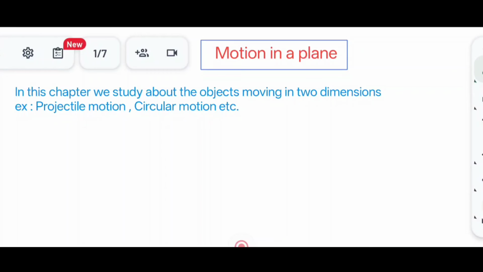If you have not watched my previous videos, please go and watch them and come to the third chapter, that is motion in plane. So today we are going to start motion in plane.